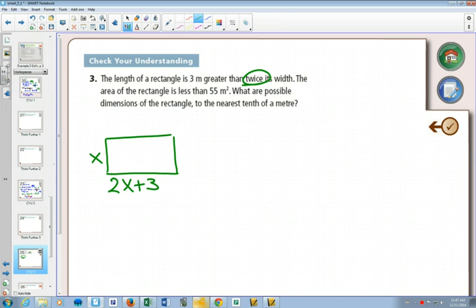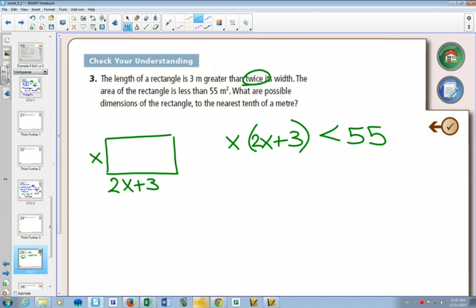Now, the area of this rectangle is less than 55. How do you find area of a rectangle? Length times width. So area will be length times width. So that's my area. It has to be less than 55. So that creates an inequality. Can you plug in some numbers that will work? Can someone tell me a number for x that would work? 1? So if this side is 1, this side would be 5. Sure enough, that rectangle would be less than 55.